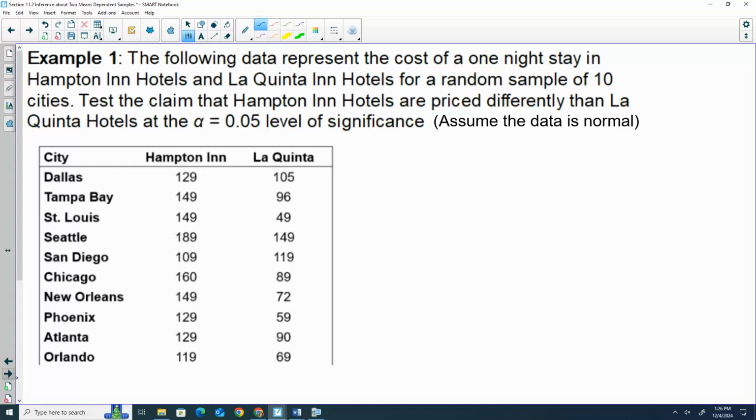The data represents the cost of a one-night stay in a Hampton Inn hotel and La Quinta Inn hotels for a random sample of 10 cities. Test the claim that Hampton Inn hotels are priced differently than La Quinta hotels at the alpha equals 0.05 level of significance.